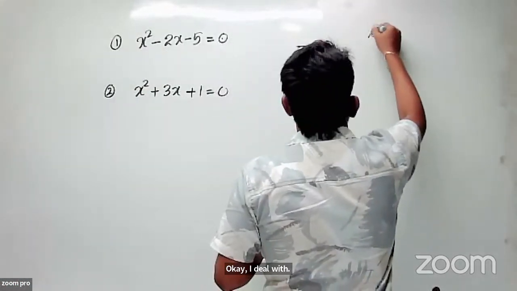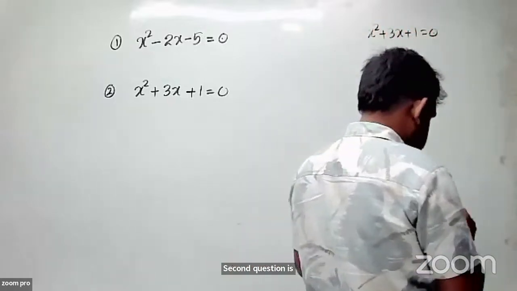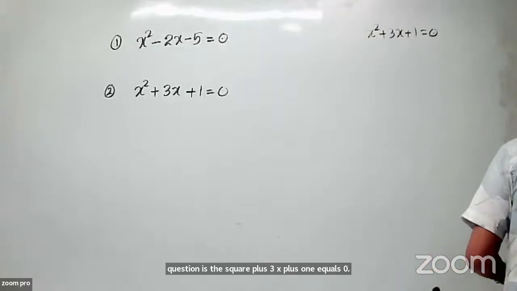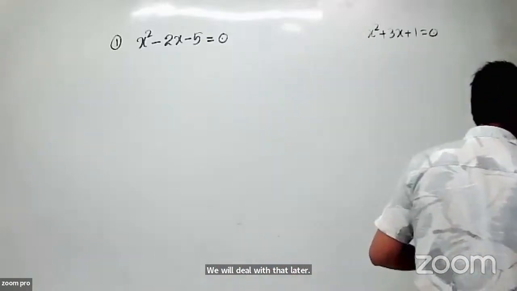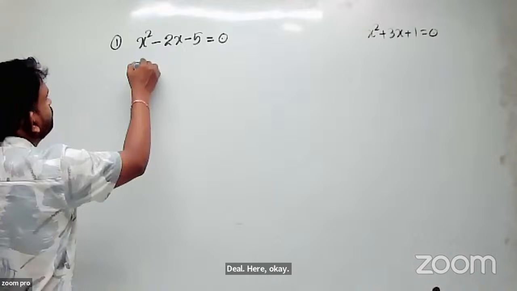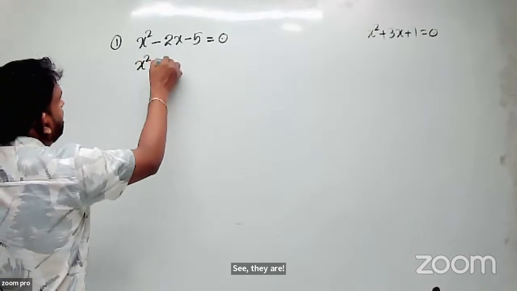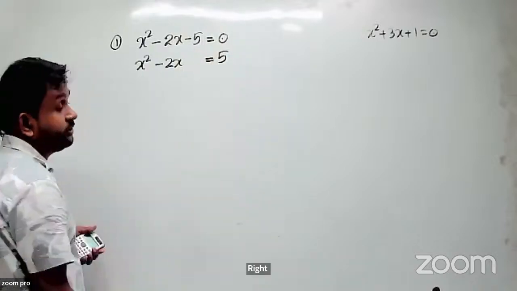The second question is x squared plus 3x plus 1 equals 0. We will deal with that later. And here we will deal here. Okay. See there. So x squared minus 2x, and bring this minus 5 to the other side as positive 5.